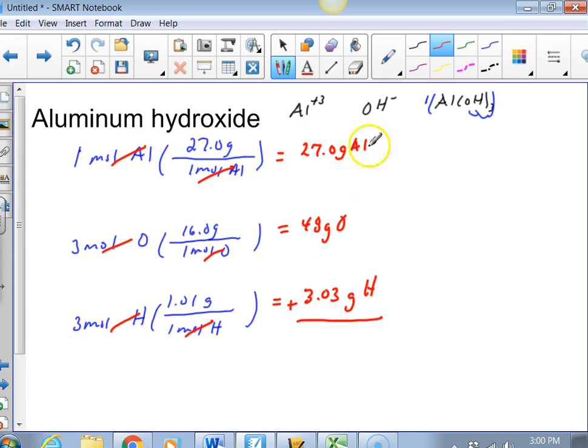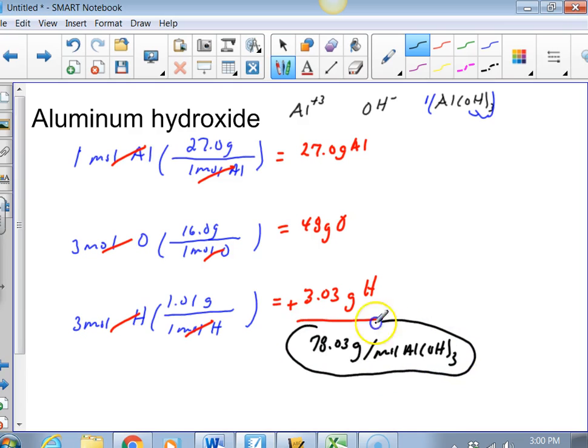We then add those together, and we end up with a mass of, let's see, 78.03 grams per mole Al(OH)3. And you could very easily just put that as 78.0 grams.